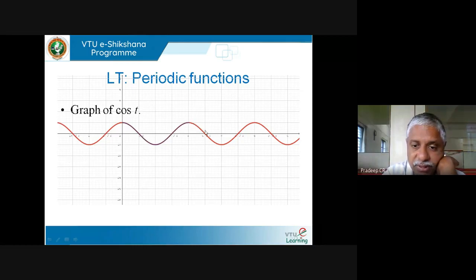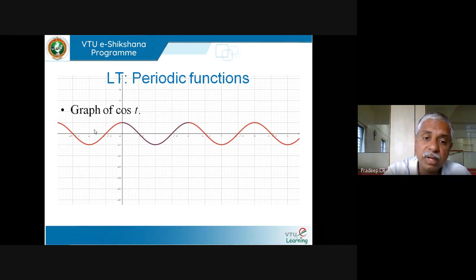See, from here to here, 2 pi to 4 pi, it looks the same. Whatever is between 0 to 2 pi, the same thing repeats from 2 pi to 4 pi. Same thing repeats from 4 pi to 6 pi. Same thing repeats from minus 2 pi to 0. Just like what happened in the sine function. Same thing happens here. Of course, values are different. That's okay. But the phenomenon is the same.